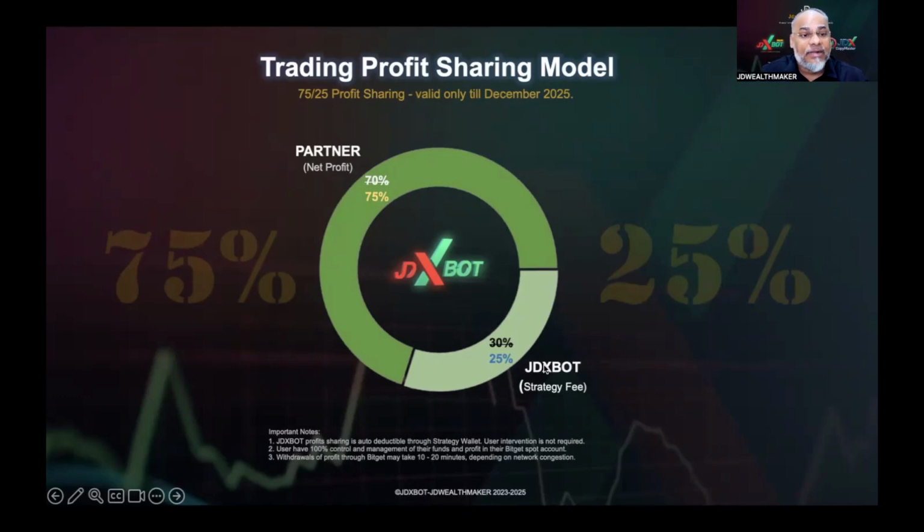The fee will be deducted in the user's JD Expert back office, not in your Bitget. Please understand that. In Bitget, you will earn 100%, but the deduction of the 25% will take place in your back office. This is like your fuel gas, or your fuel fee, where you have to keep funds for the deduction to take place. So the more deduction that takes place, the better it is, because the more profit our users are earning. So this is the 75-25 profit sharing between the partners and JD Expert. I hope that is clear.